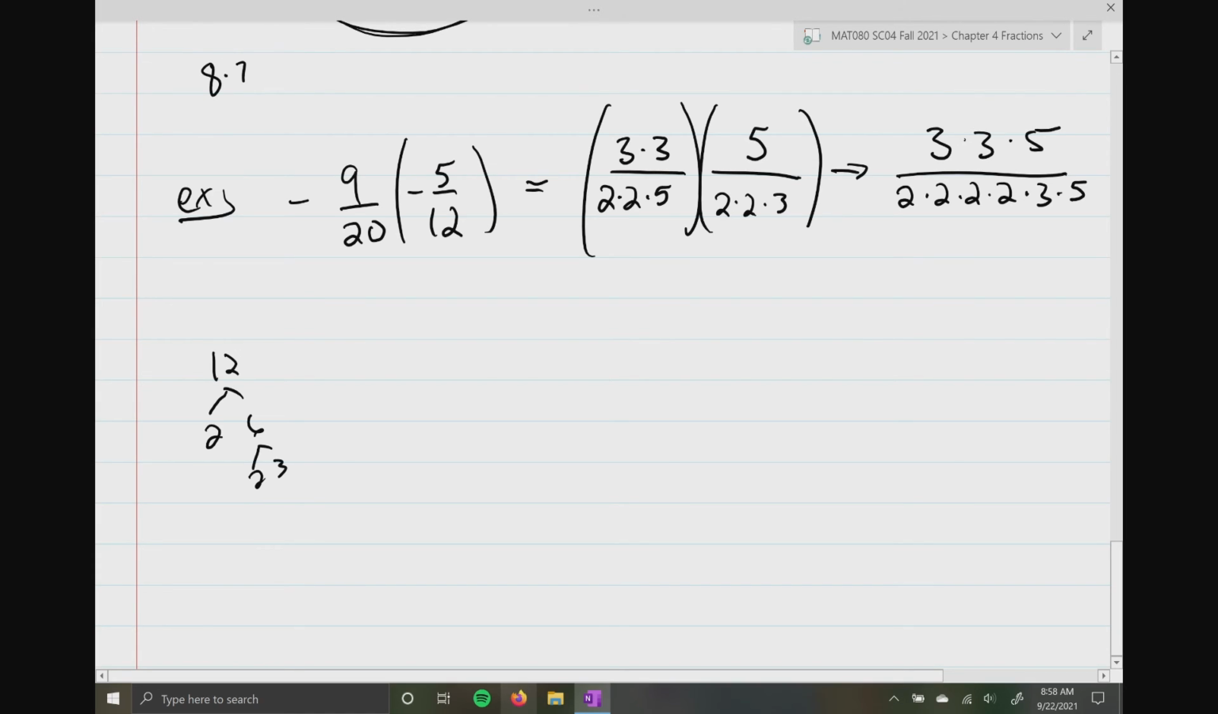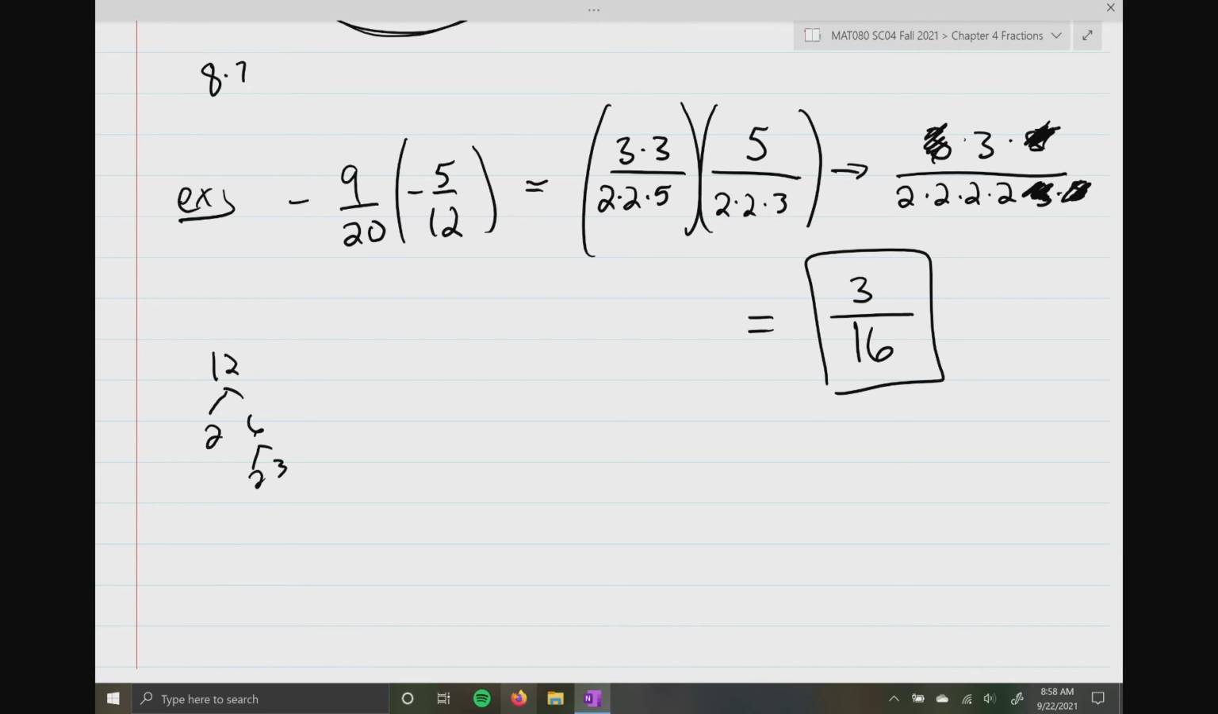All right. Look for numbers that are the same in the top and bottom. So I definitely have a 3 in the top and a 3 in the bottom. I definitely have a 5 in the top and a 5 in the bottom. And that looks like about it. So I'm left over with a 3 in the numerator. And then 2 times 2 times 2 times 2 is actually going to be 16. So the answer is 3 over 16.